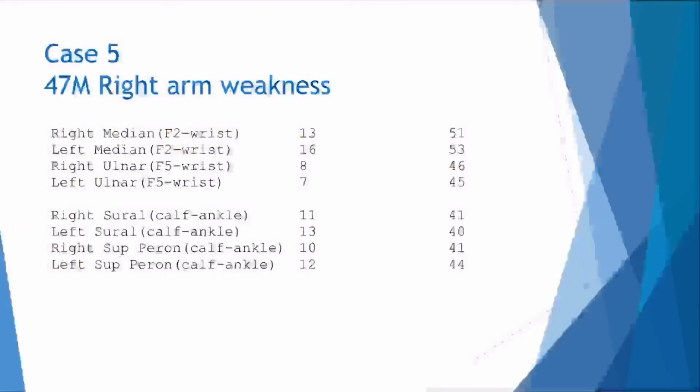Case number 5, a 47-year-old gentleman with right arm weakness. In this scenario, let's have a look again line by line. So are we dealing with peripheral neuropathy? We need to have a look at the sensory nerve potentials first, and those are all okay. That's not a problem, and normal conduction velocities.